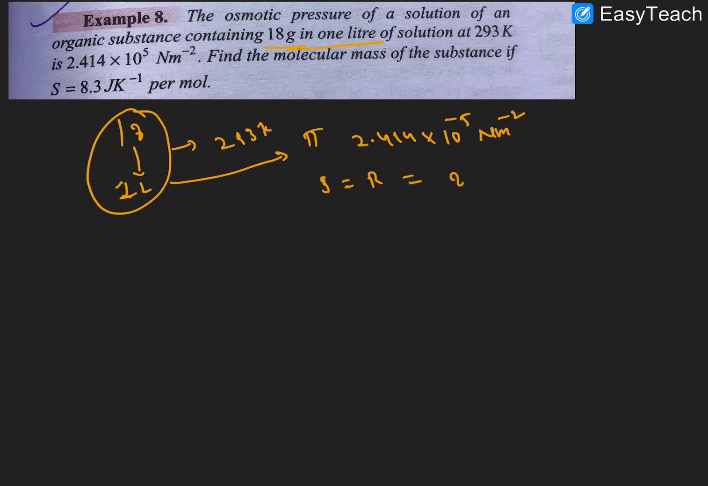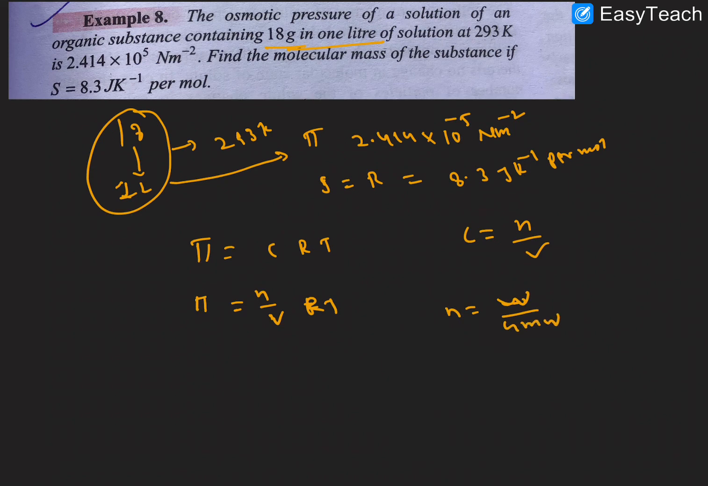Here R equal to 8.31 joule Kelvin inverse mole inverse, right? The simple formula here, what is the formula? Osmotic pressure: generally the osmotic pressure formula is Pi equal to CRT. C is concentration, which is the number of moles present in a liter, so N by V into RT.